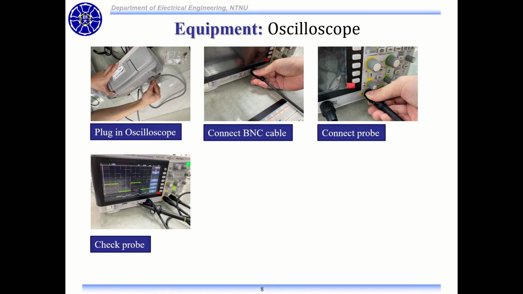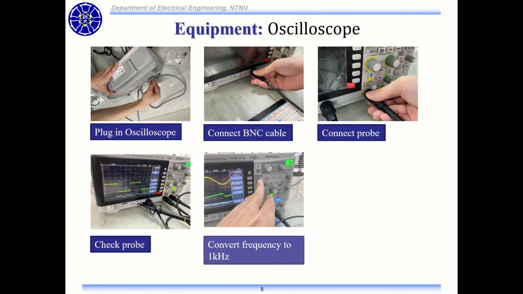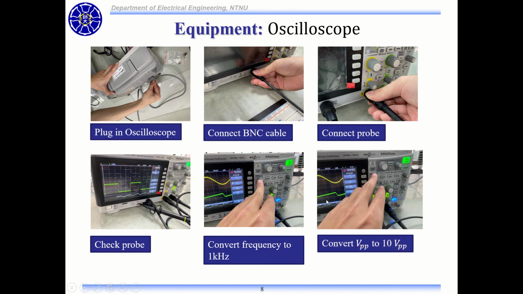If we can see a rectangular pulse in the screen, then this probe is available to use. And the fifth is convert frequency to 1 kHz. The sixth step is convert VPP to 10 VPP. And last Friday, we went into the lab and did the experiment.